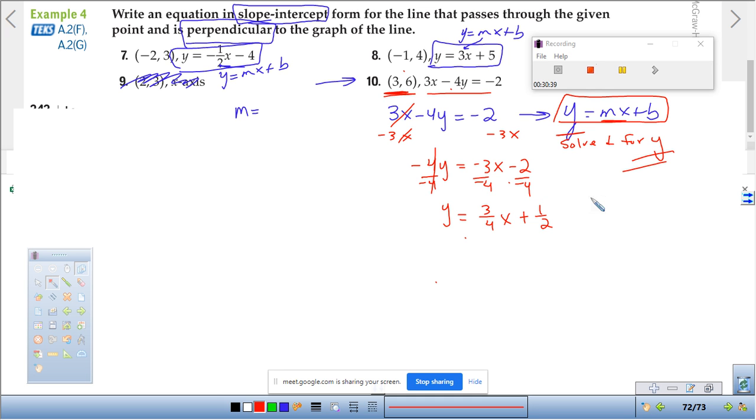Okay, regarding this part right here, I still have not started to write my equation. Remember, I did this to solve for y. So now this is in slope-intercept form, which allows me to find my m. What is my m in this situation? What's my slope here? That's it, 3/4. My slope is 3/4. Remember, it's written by the x.